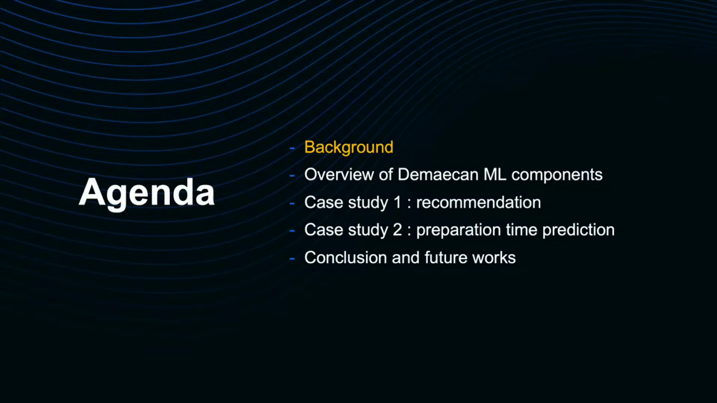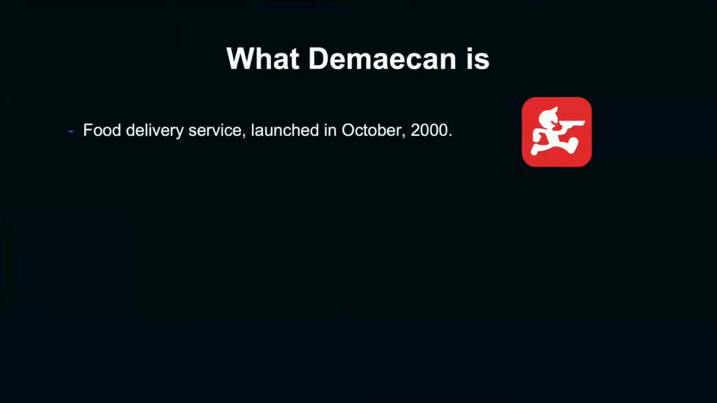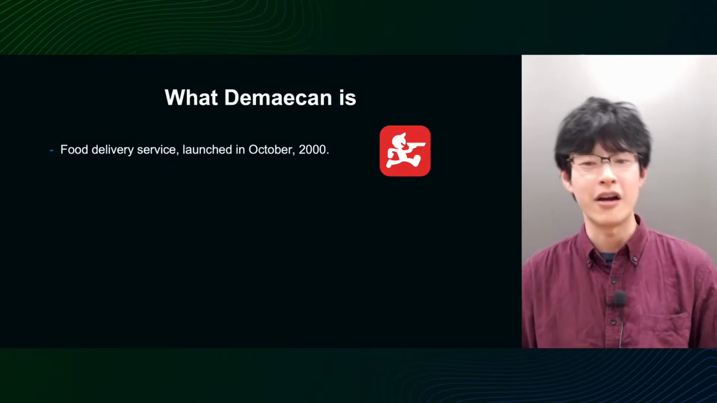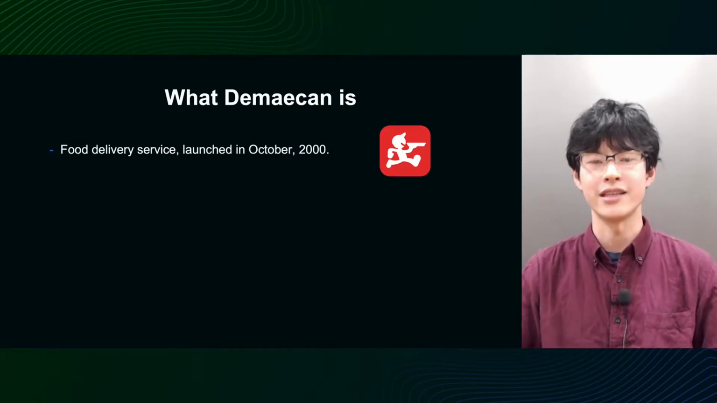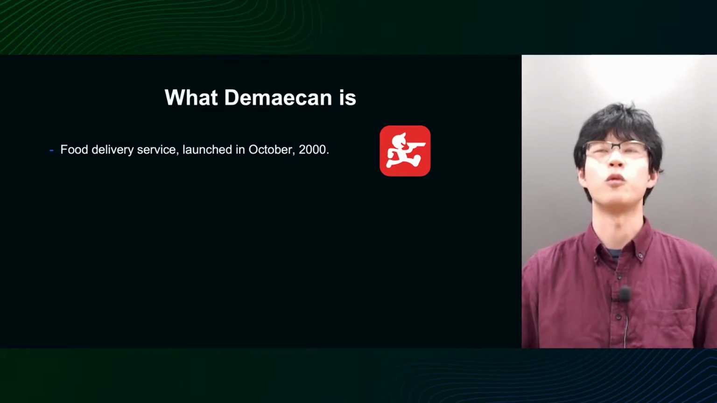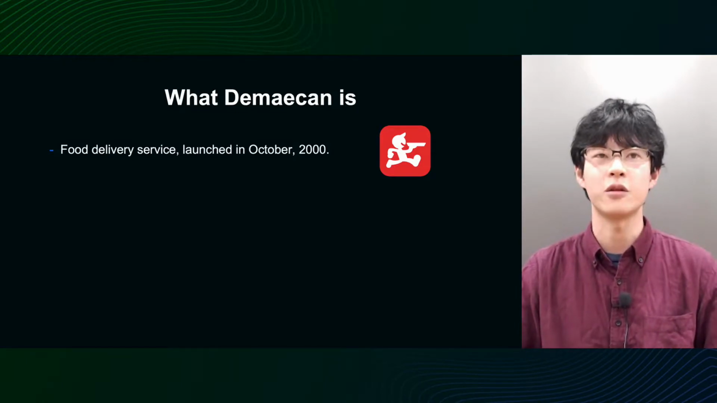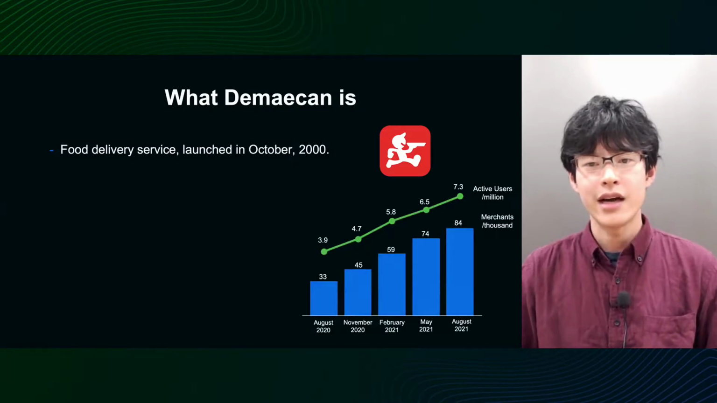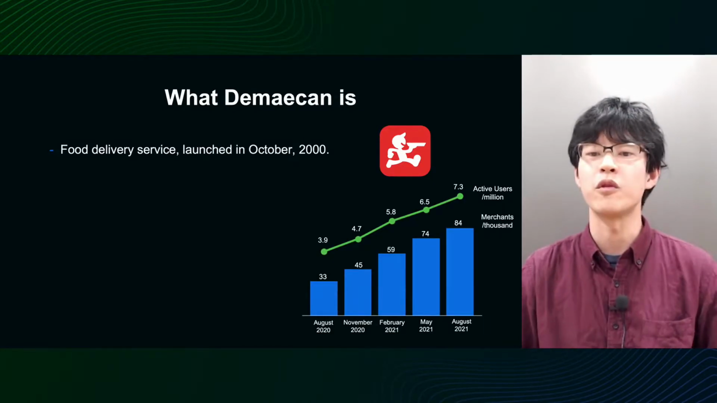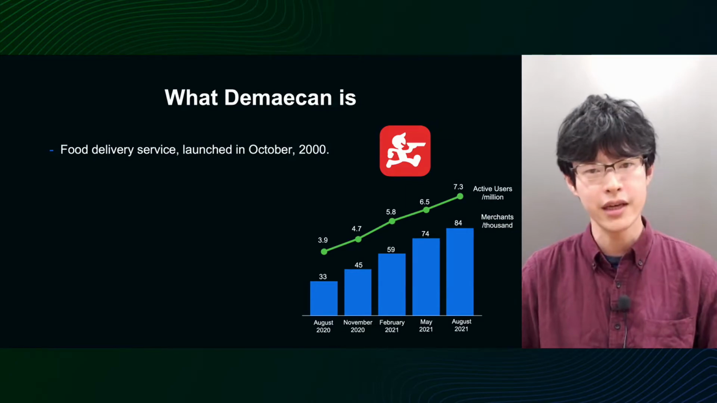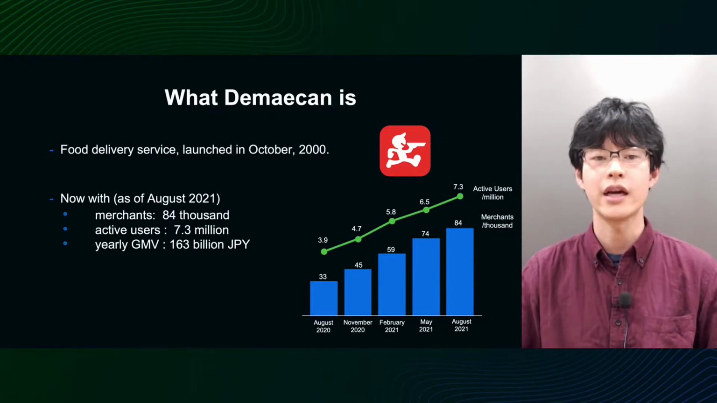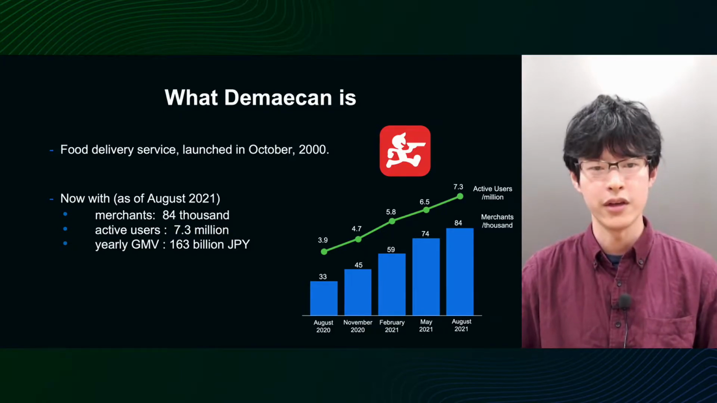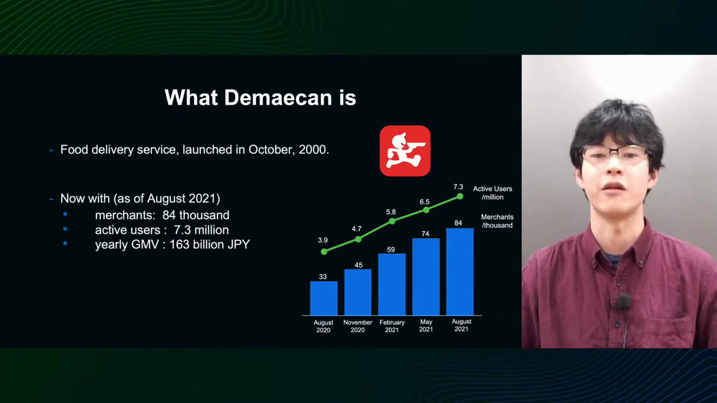Let's begin with the first topic, Demaecan's services as a background of this talk. I'm sure you have either used or heard of Demaecan's food delivery services. They are already 20 years old, having launched in the year 2000, and still growing and expanding, with more than 80,000 merchants and over 7 million active users as of August this year.